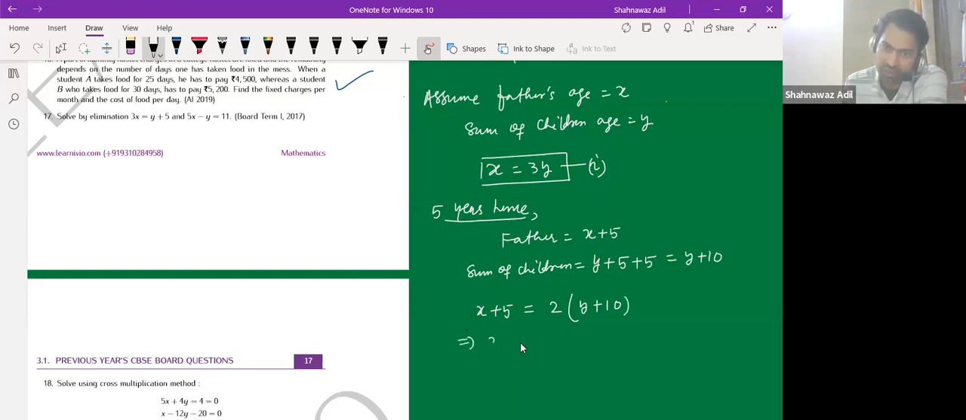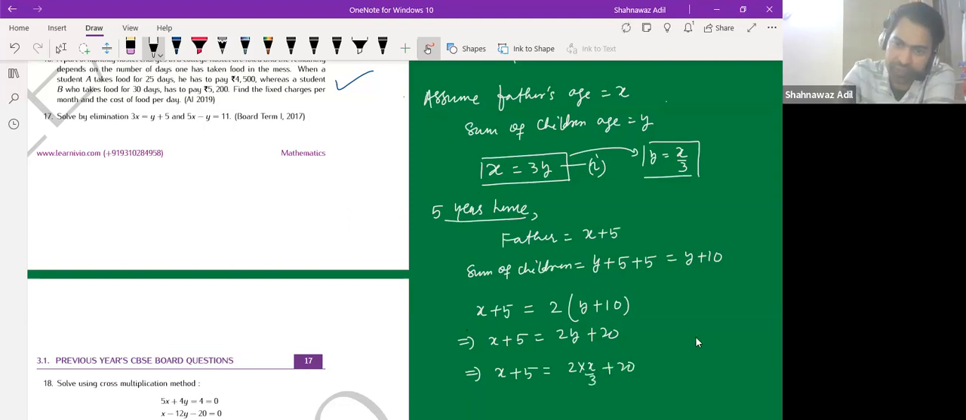So x plus 5, and we have to calculate x, the present age of the father, right? So we put the value of y, which is x by 3. So let us put this value. So x plus 5 is 2 times x by 3 plus 20.